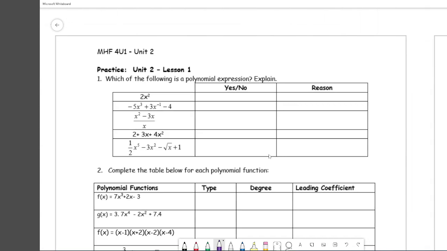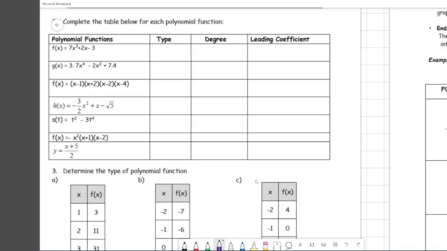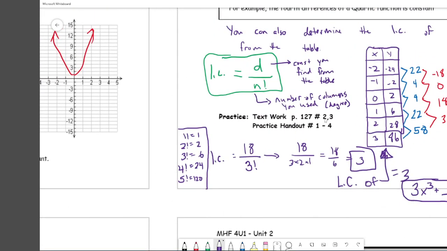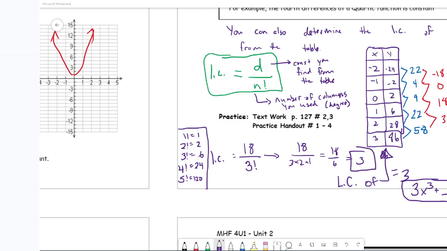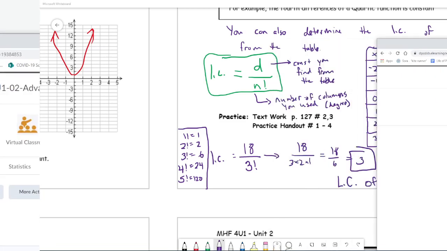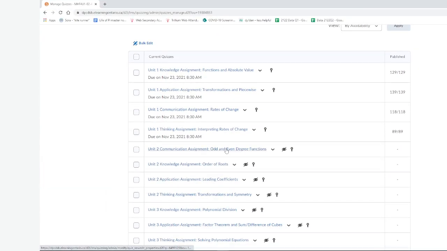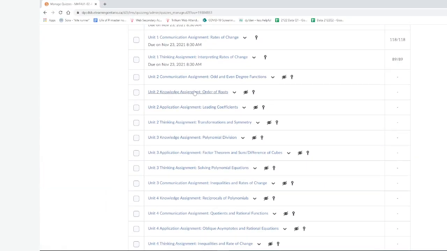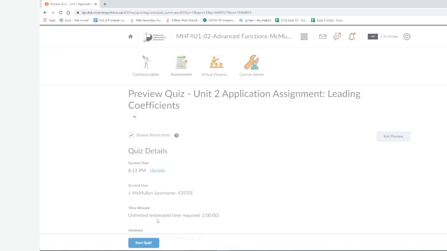Okay, so there's some practice here. Otherwise, there's some homework that's right here. Just the 2 questions for homework, and then the practice handout, and then the assignment for that section. We can just take a quick look at that here. So the unit 2. So there's a leading coefficients here, right? So we could try this one.